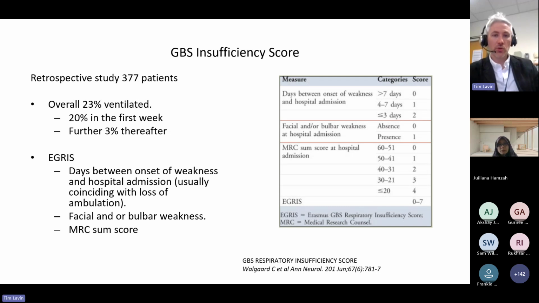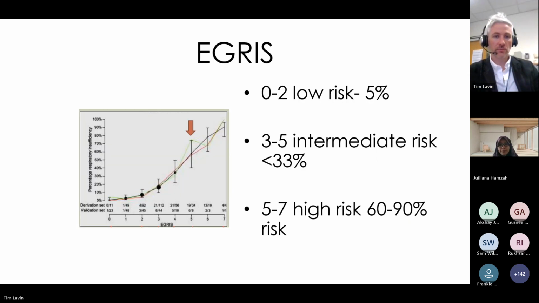Basically, if you score highly on this EGRIS score, you can predict that they are very strongly likely to need intubation. You score highly if you come into hospital with a rapid onset of weakness, if you've got a weak face once you come into hospital, and you've got a low MRC sum score, which basically translates into grade 2 rather than grade 5 power. If you score high on the EGRIS, you are likely to require intubation, a 60 to 90% risk.